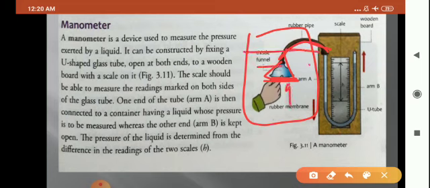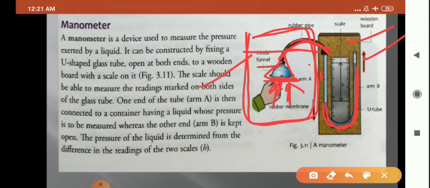Now that liquid will exert pressure at the membrane of that thistle funnel. Due to that pressure exerted by the liquid, a pressure difference will be created in this U-shaped glass tube. The liquid in this glass tube is different. The liquid whose pressure we need to determine, we take in a separate container in which we are going to dip this thistle funnel.